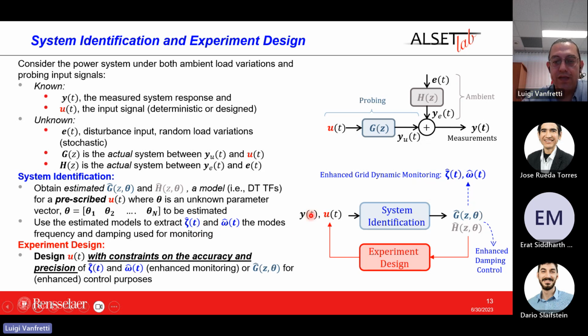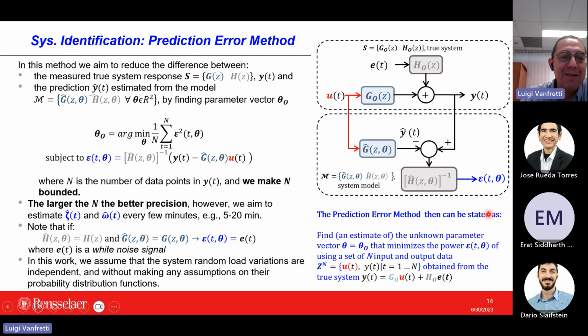Okay, so with system identification, we get an estimated model of G and H, and we can use that to monitor. And the second thing is experiment design. So the design with the constraints on the accuracy and the precision will allow us to do better monitoring of these two functions. And of course, once you have G, which is the transfer function between the input and the output, you can actually redesign the controller that you have. I will not cover this in this talk. Maybe I can do another one once they accept our paper. Right, so that's the concept.